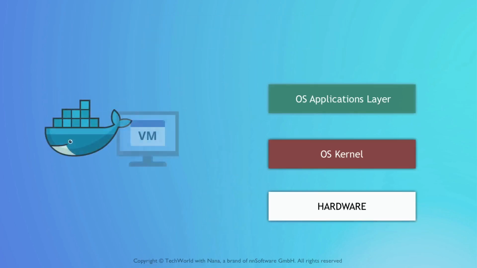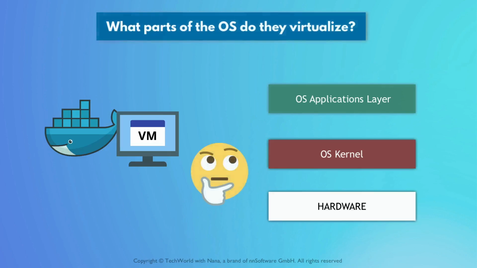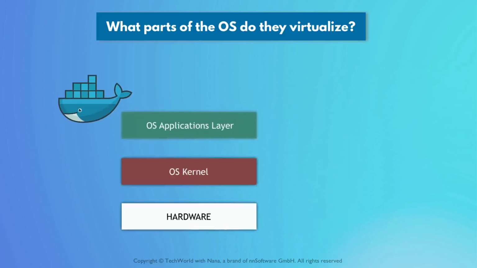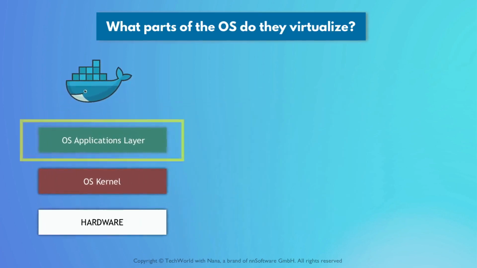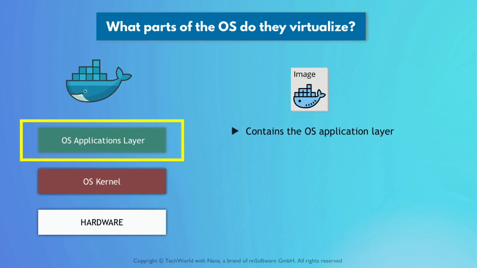As you know, Docker and virtual machine are both virtualization tools. So the question here is, what parts of the operating system do they virtualize? Docker virtualizes the applications layer. So when you download a Docker image, it actually contains the applications layer of the operating system and some other applications installed on top of it. And it uses the kernel of the host because it doesn't have its own kernel.